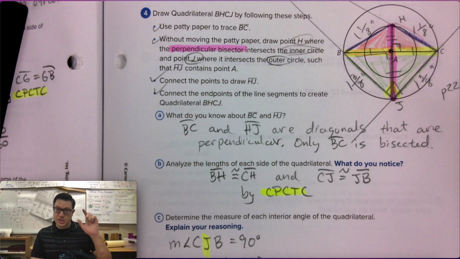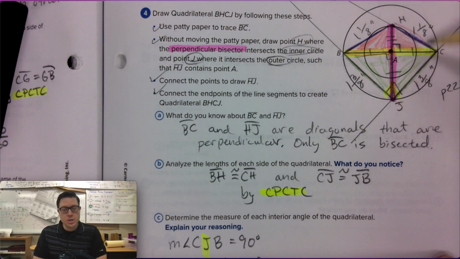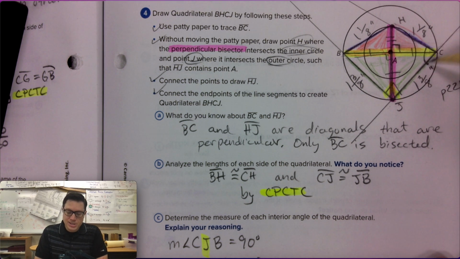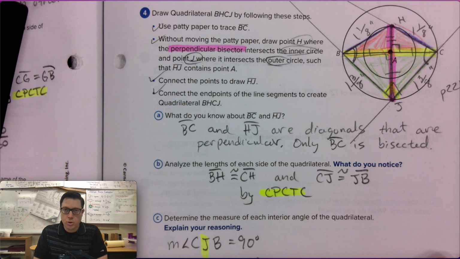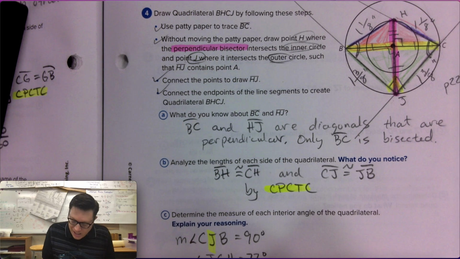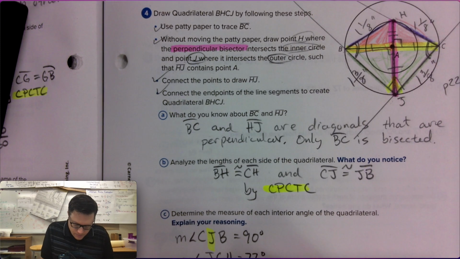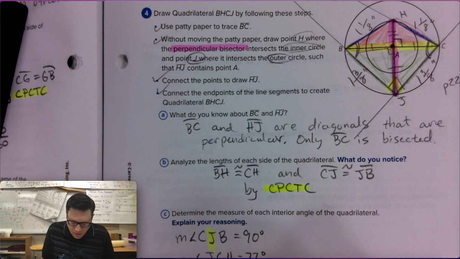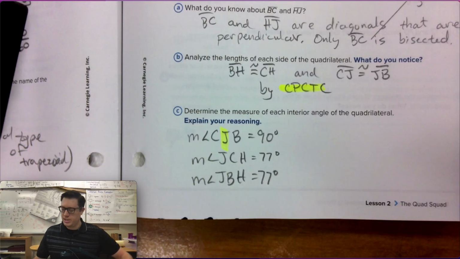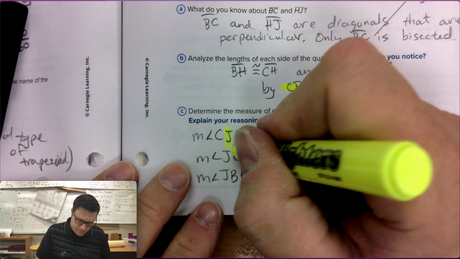Now, literally, this is the nice thing about it. These two triangles are the same as these two triangles. So if I know the measure of angle C, then I also know the measure of angle B. Double arc. Then that means the measure of angle B, JBH, is also 77 degrees.